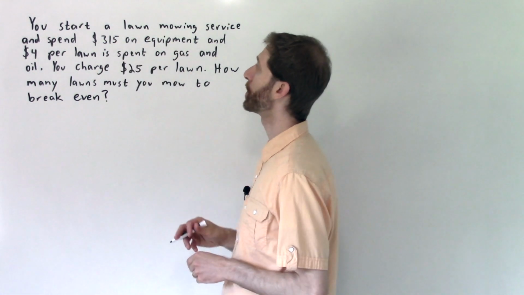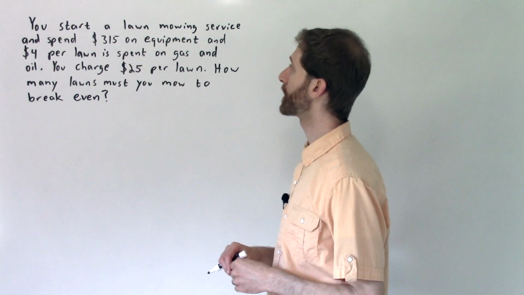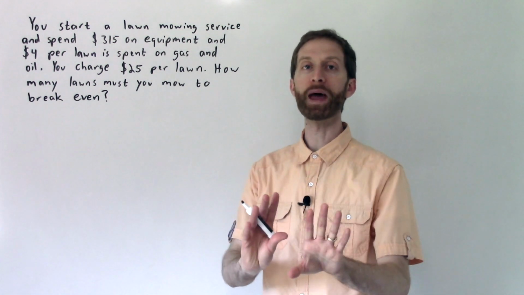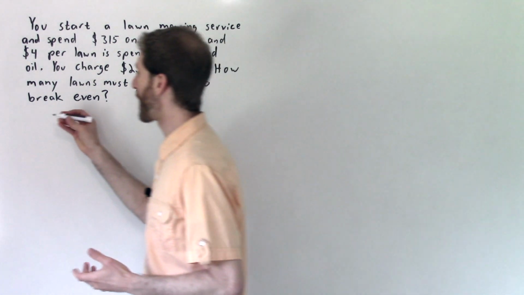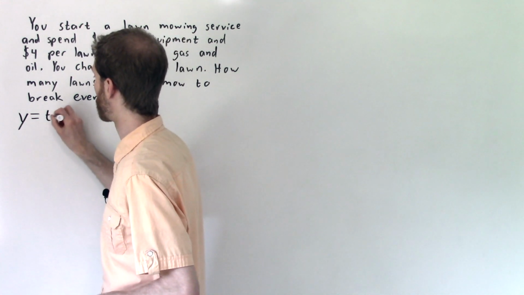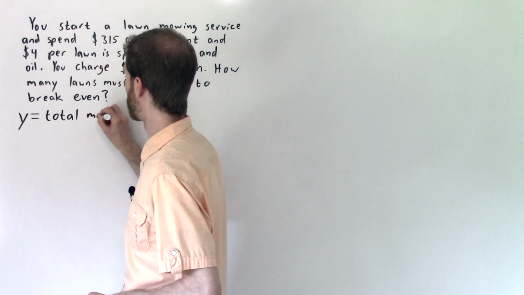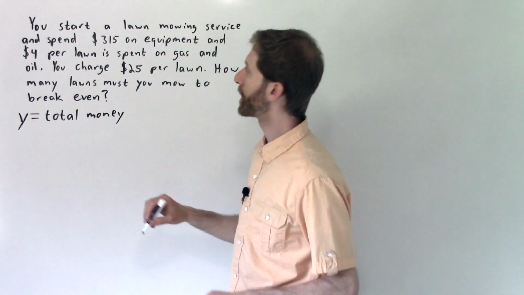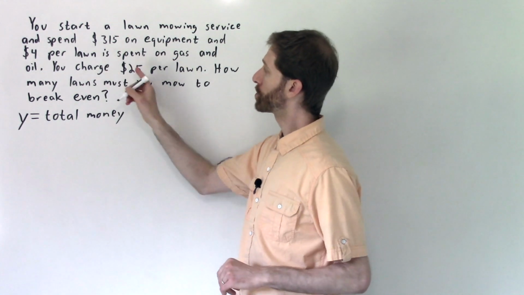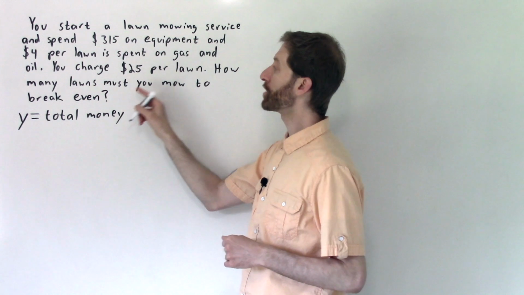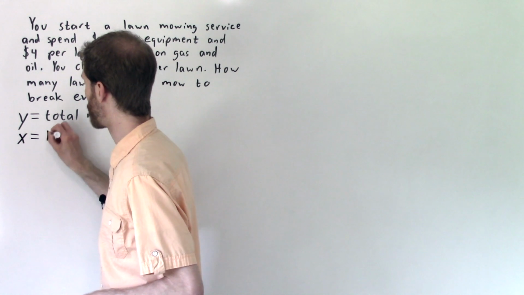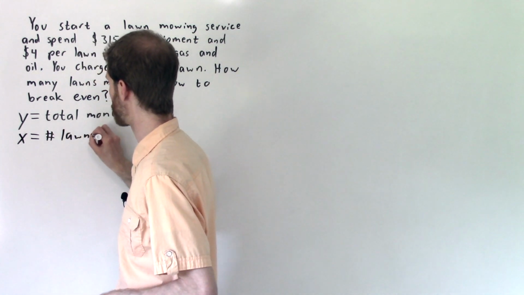It says you start a lawn mowing service and spend $315 on equipment and $4 per lawn is spent on gas and oil. So that's the amount of money you're spending, right? So I'm going to let y, and we'll define variables, y equals total money. And then we also know that the other variable that we have here is the amount of lawns. How do we know that? Let's keep reading. You charge $25 per lawn. How many lawns must you mow to break even? So the other variable will say x is equal to the number of lawns mowed.